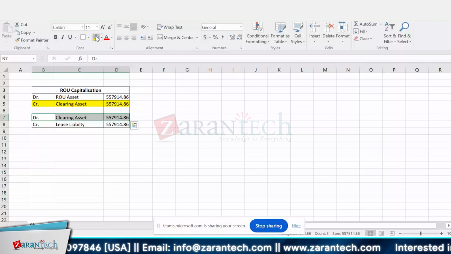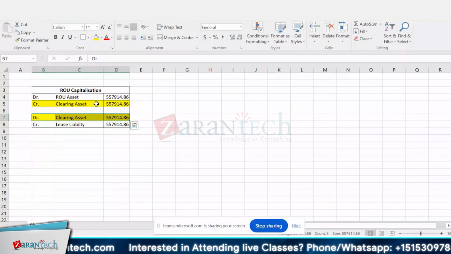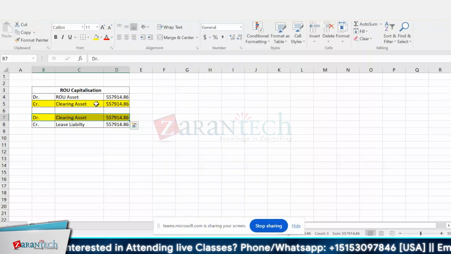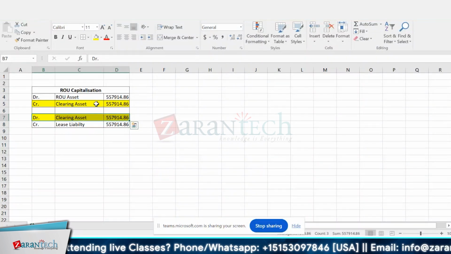ROU to lease. Correct. So ideally it is the same entry which we post in finance. ROU asset account debit to your liability account credit. Just the purpose is, as per SAP, clearing account is mandatory and we have to use the clearing account for the multiple ledger reporting purpose. When an asset is posted on multiple ledgers, then it will use the clearing account.